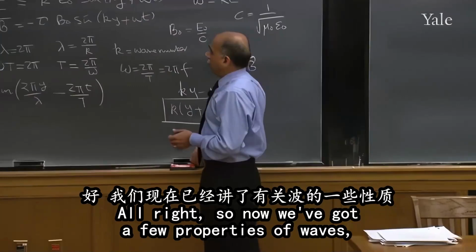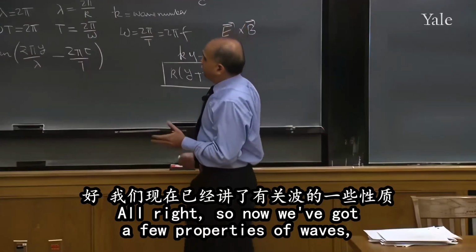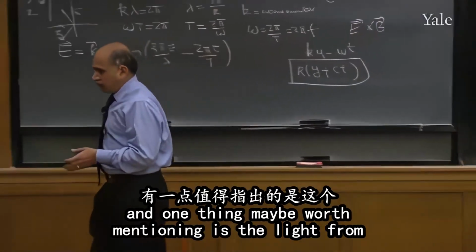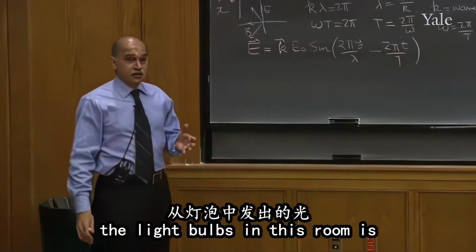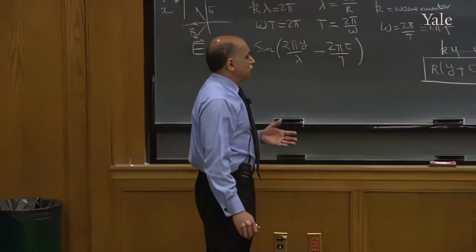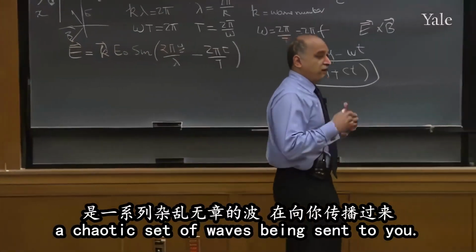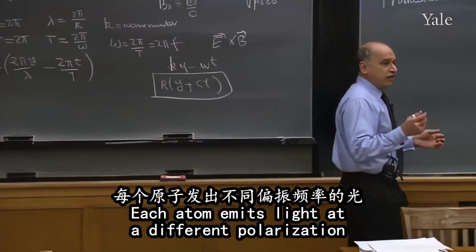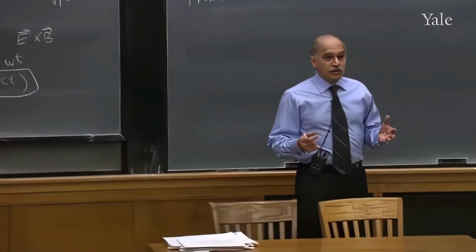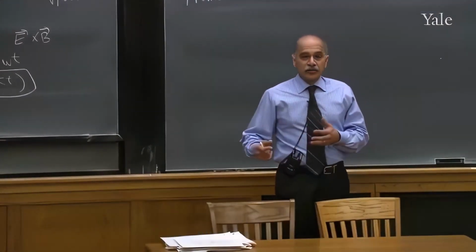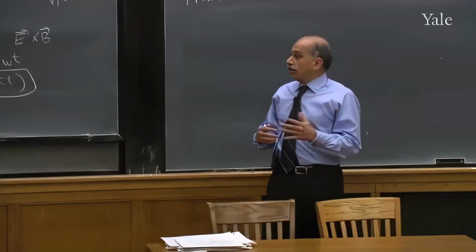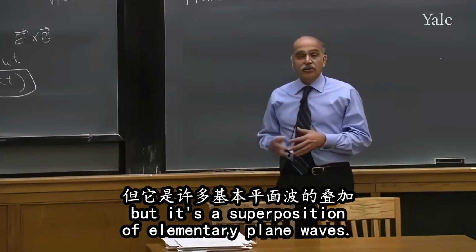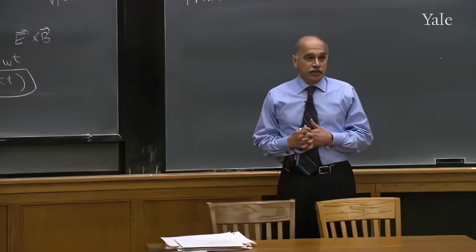All right, so now we got a few properties of waves. And one thing maybe worth mentioning is the light from the light bulbs in this room is a chaotic set of waves being sent to you. Each atom emits light with a different polarization, not in sync with the other atom, so it doesn't have a definite frequency. It's a big jumble, big mess, but it's a superposition of elementary plane waves.